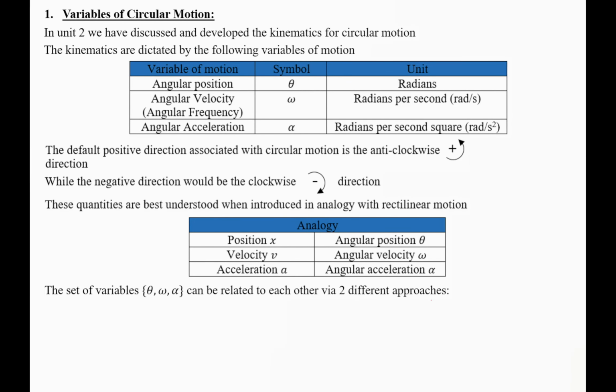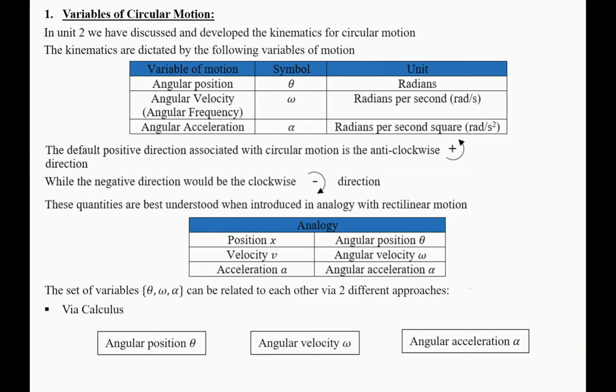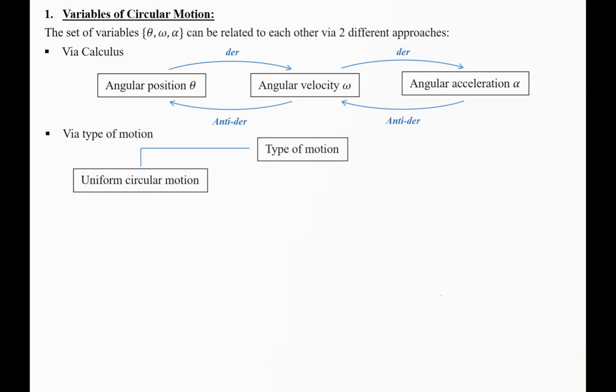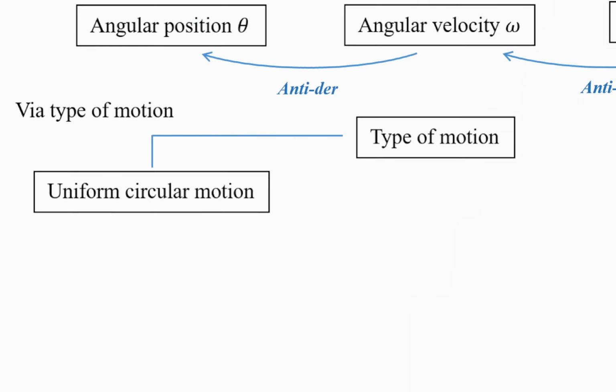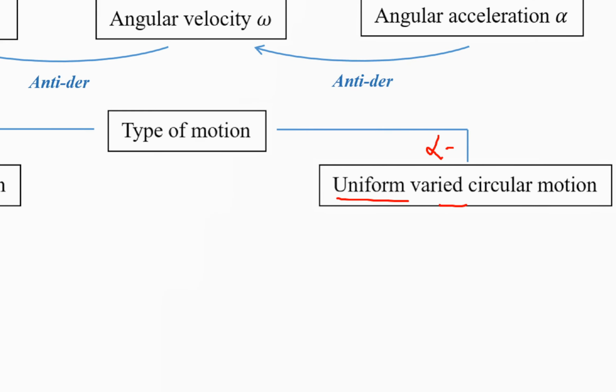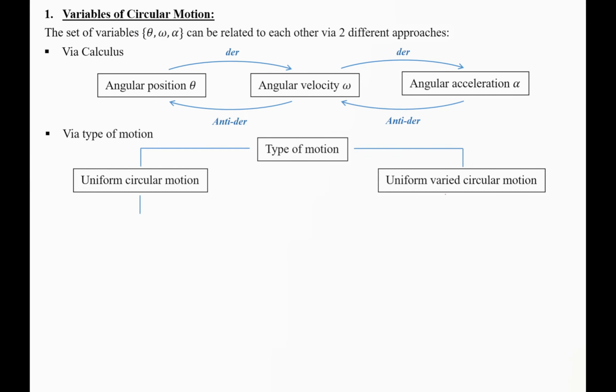The set of variables theta, omega, alpha can be related to each other via two different approaches. Either via calculus: by applying the derivative we get omega, by applying the derivative again we get alpha, and we can go backward by applying the antiderivative as well. The other is via the type of motion. Uniform circular motion is one in which alpha is 0, so we're rotating at a constant speed or angular velocity. Or uniformly varied circular motion, which means that alpha is constant and not 0.